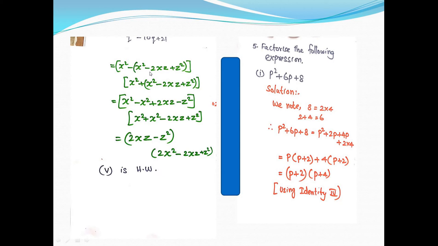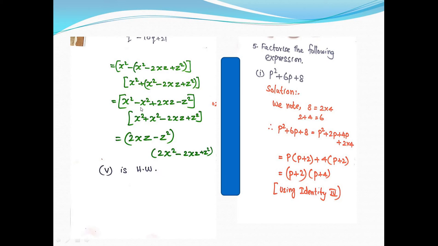x minus z to the whole square, that is in the form of a minus b to the whole square. So by using identity number 2, we can rewrite it as x square minus 2xz plus z square multiplied by x square plus x minus z to the whole square, again can be written as, expanded as, x square minus 2xz plus z square. So when we simplify this, in the next step we can rewrite it as x square. When you open this bracket, all the symbols of each and every term will change. So minus x square plus 2xz minus z square. The next factor, x square plus x square minus 2xz plus z square.